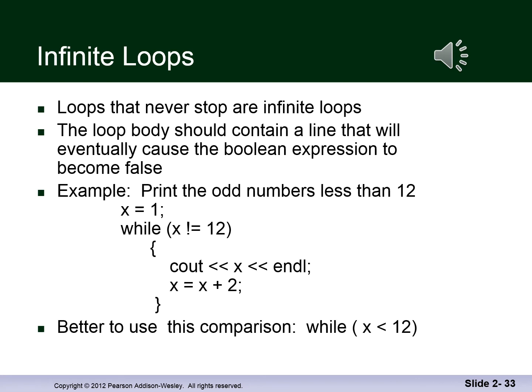So the first time we go through, we output a 1. X gets 2 added to it, so x becomes 3. We go back in, x does not equal 12. We cout a 3. Then it becomes 5. We cout a 5. Then it becomes 7. We cout a 7. Then it becomes 9. You get the idea. We're outputting odd numbers because we started with an odd number and we're adding 2. 9, 11, 13. Uh-oh. Well, we still do not equal 12. We skipped over 12.